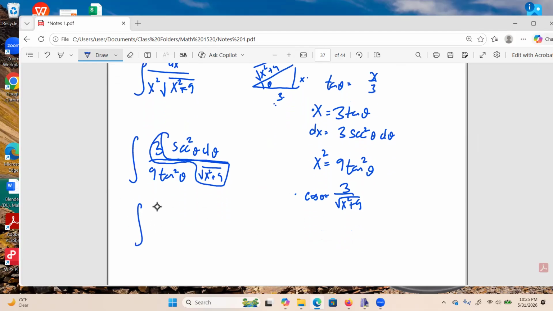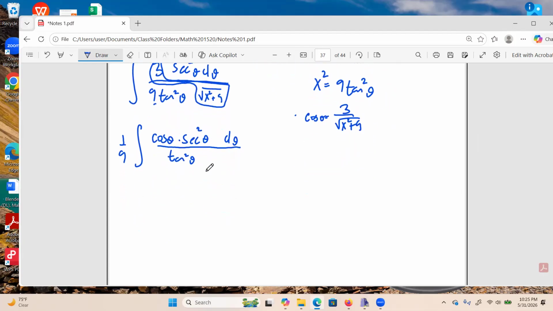So we have the integral of 3 over x squared, which is over 9 tangent squared. This 9 I'm going to pull outside, so it's going to be a 1 over 9 here. We have a cosine of theta times a secant squared theta d theta divided by a tangent squared theta. Okay, so that's what we have so far. I'm going to remember that cosines and secants undo each other. They're reciprocal functions, so they cancel each other. So we have a 1/9 integral, a secant up on top divided by a tangent squared theta d theta.